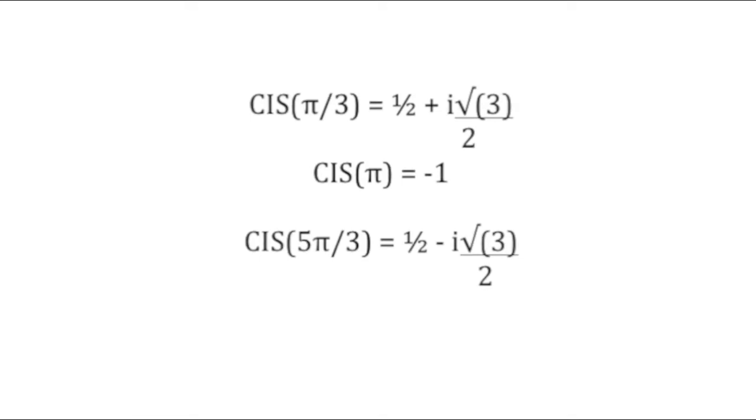Now our second answer is cosine i sine of pi, so the cosine of pi plus i sine of pi. Cosine of pi is negative 1. The sine of pi is 0 times i, so we're going to get negative 1 plus 0 times i, so simply negative 1. And our last answer, cosine of 5 pi over 3 plus i sine of 5 pi over 3. Cosine of 5 pi over 3 is 1/2, and the sine of 5 pi over 3 is negative root 3 over 2 times i. So our final answer for that one is 1/2 minus i root 3 over 2. And those are all our answers.